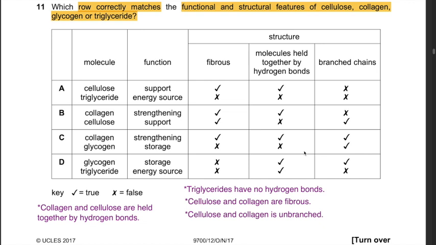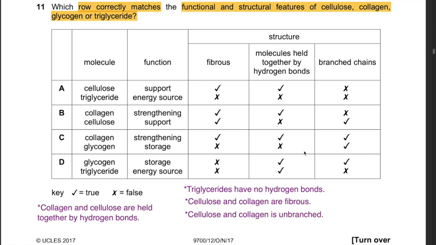Row C. Why is row C incorrect? Well, under the column branched chains for collagen, they have put true. However, as I mentioned before, collagen and cellulose both are unbranched. Therefore, collagen does not have branched chains, whereas over here they have put true. Hence, row C is also incorrect.